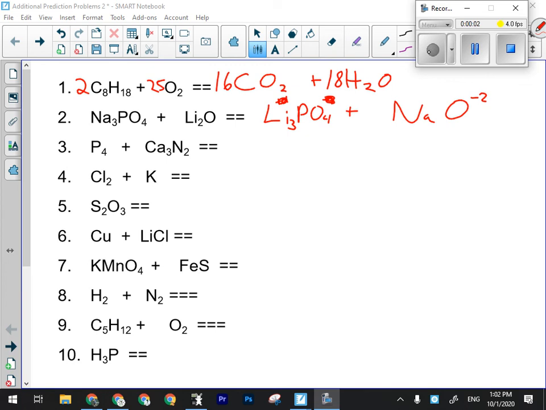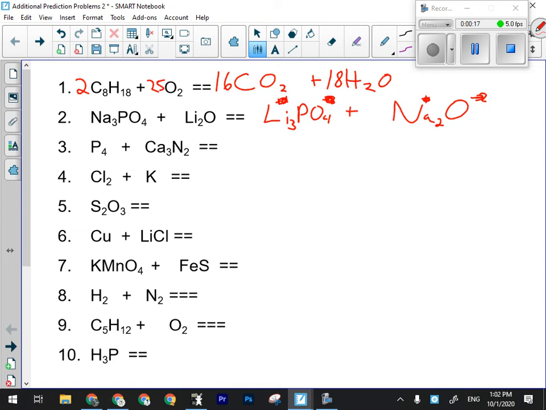Oxygen is a -2, okay? And sodium is a +1, so I've got to bring the 2 over there. All right, so now I've done step 1, step 2, and step 3. Step 4, look for special elements. Don't have any, okay? Don't have to worry about that part of it.